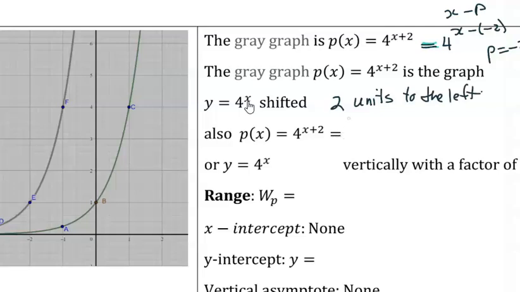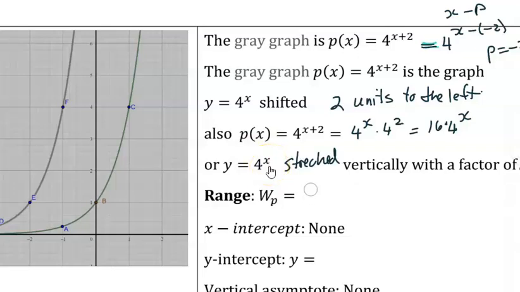Or I can say that 4 to the x plus 2 is the same as 4 to the x times 4 to the 2. That is equal to 16 times 4 to the x, like that. And then it means that this 4 to the x is stretched vertically with a factor of 16.